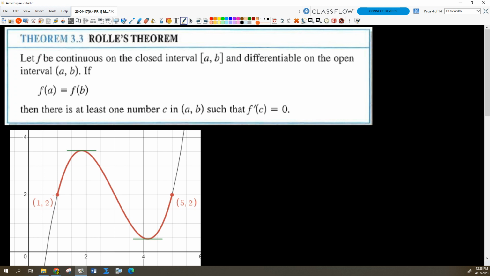Does it tell us where they are? No. We'd have to go find them if we want to, but it tells us that they have to be there. That's an existence theorem. We met the criteria, so Rolle's theorem guarantees that there's at least one place where we're going to have a horizontal tangent line.